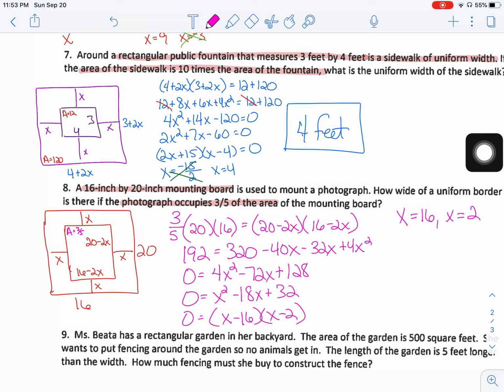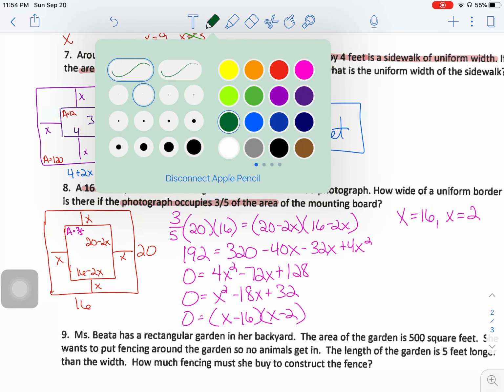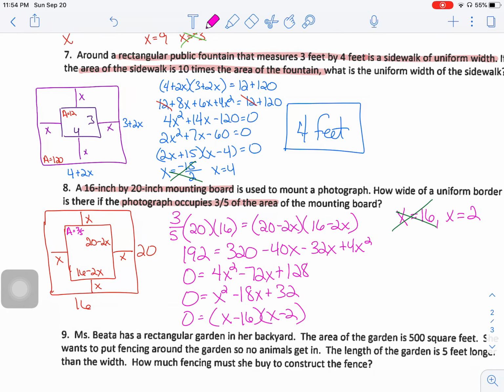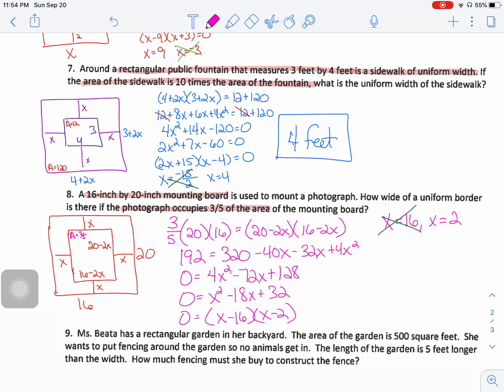I keep saying it, one of these does not make any sense. If I take this 16 and plug it into either of these two dimensions, let's even go with the 20 minus 2x. Well, 2 times 16 is 32. 20 minus 32, somehow you're having a picture that has negative dimensions. That does not make any sense. So extraneous solution, cross it out, get rid of it. Don't even think twice about it beyond that. Okay? How wide of a uniform border is there? The uniform border would be 2 inches. You'll notice with all of these answers, I'm giving them units. Make sure you do the same.